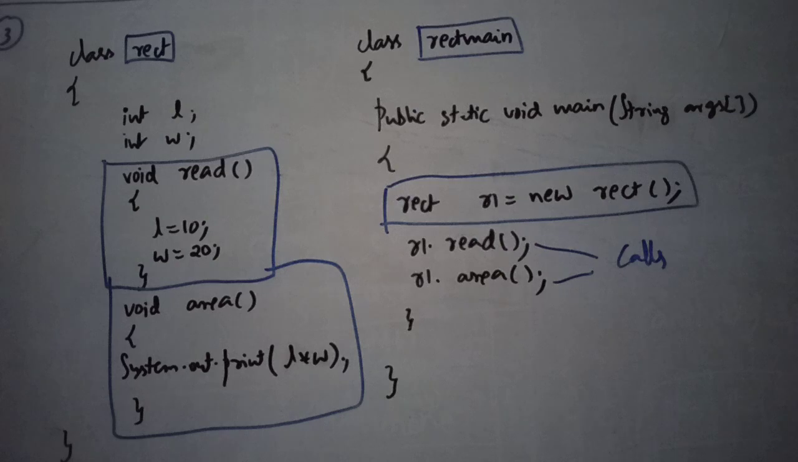So in the main method you create the object, and here the object is R1, R1.read and R1.area. You're calling the methods, either member data or member functions. Methods you need to access with the help of object only. Once you make any call, automatically the control will be transferred to the concerned definition part of the function and execute all the statements inside that definition area.